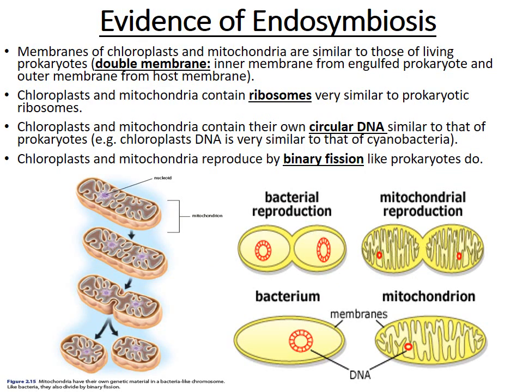So there is some evidence to actually support endosymbiosis. It's not just made up or a fairy tale. These are the main pieces of evidence here. The first is about the membranes of chloroplast and mitochondria. They're actually very similar to those of living prokaryotes today. They have a double membrane. The inner membrane is said to be the ancestral membrane of the prokaryote that was engulfed, and the outer membrane is said to be the membrane of the host that swallowed it.